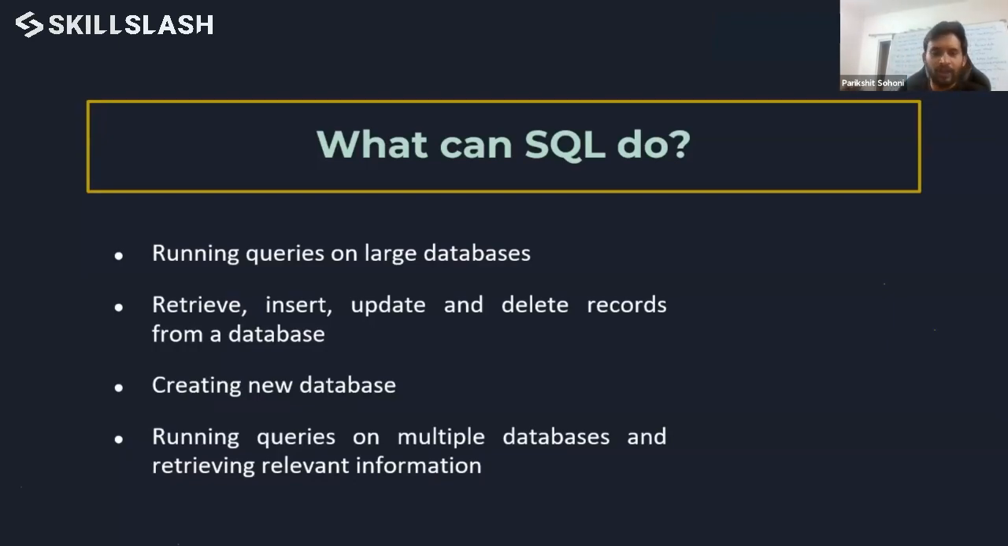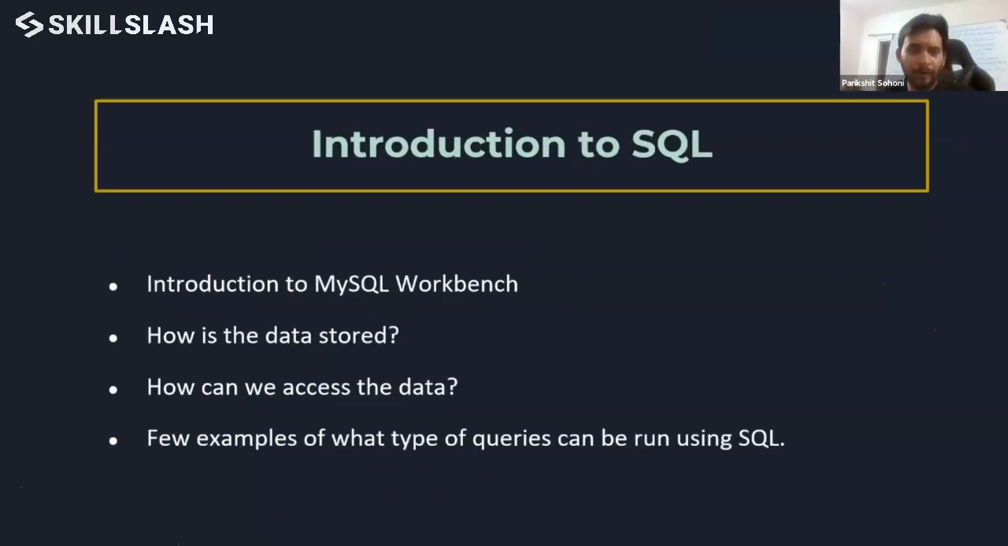What we can do is define our tables. These are my 5 tables. Each table is going to have this set of variables. These are my primary keys. These are my foreign keys and so on. All those definitions you can write in SQL also. But most importantly, running queries on multiple databases and retrieving relevant information is the most important thing that SQL can do. Having said that, let's quickly understand SQL.